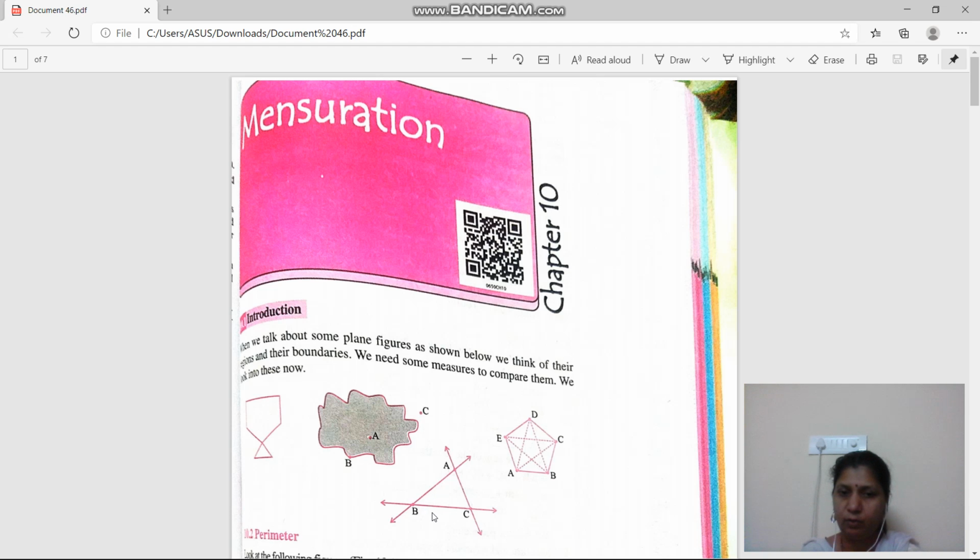Now the fourth figure is a triangle. So it is also a closed figure. Of course it is made up of line segments. If we can measure the lengths of the sides of this triangle, we can measure the perimeter and area also. Get it?